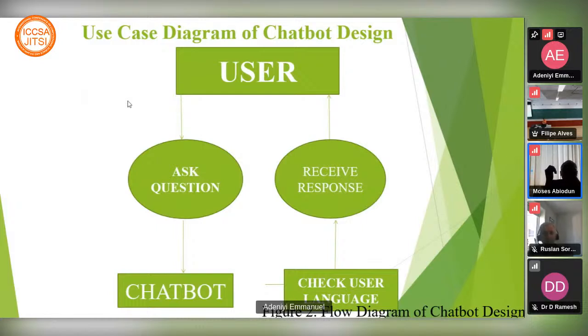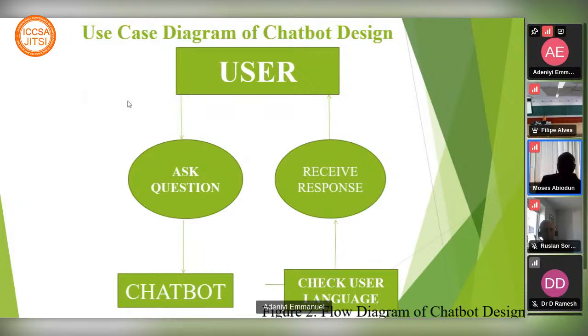And then it will check for the user's language. Once the user's language is known, it will use that to reply to the user so that it responds in the same language the user is using. If it is English, it will respond in English. If it is French, it will respond in French. We have tried it with English and French, so it responds depending on what you are trying to do.